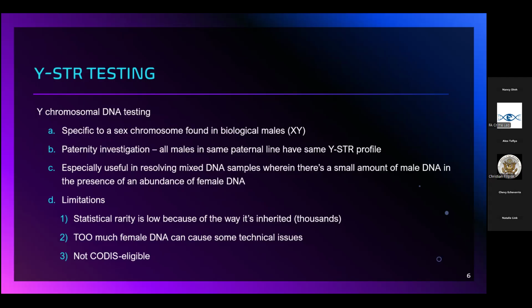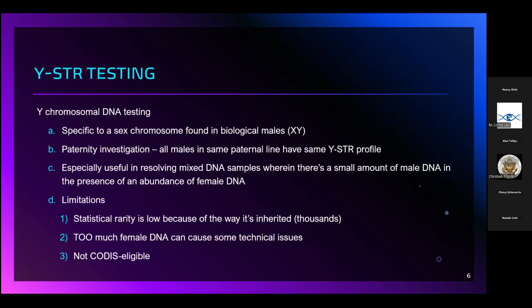And all males within the same paternal line have the same Y STR profile. So sometimes it's helpful when you try to establish paternity of two males, but it's not helpful if you're trying to figure out if dad committed the crime or if son committed the crime, right? Because they have the same exact profile.